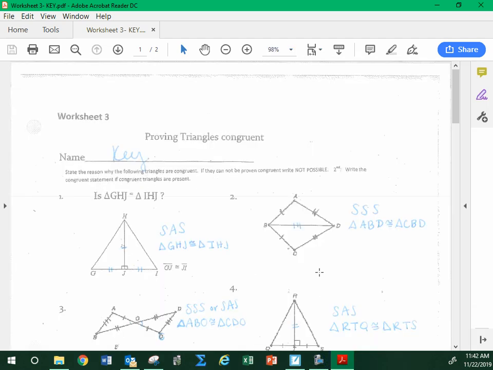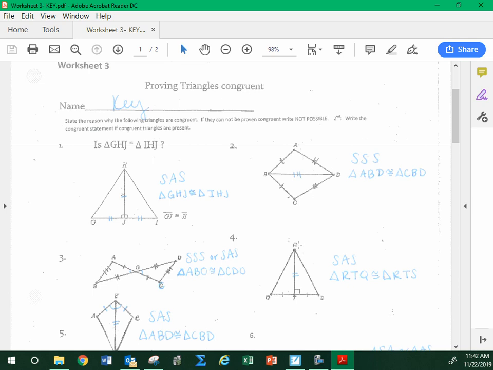Worksheet 3. So again, make sure you follow the directions for worksheet 3. It asks for you to state why the triangles are congruent. Could you just say if they can't be congruent, not possible for number 1? Yeah, if they can't be congruent, not possible, and then you're writing the congruency statement. So again, the congruency statement is this guy here. So we're writing which of our 5 methods and a congruency statement.